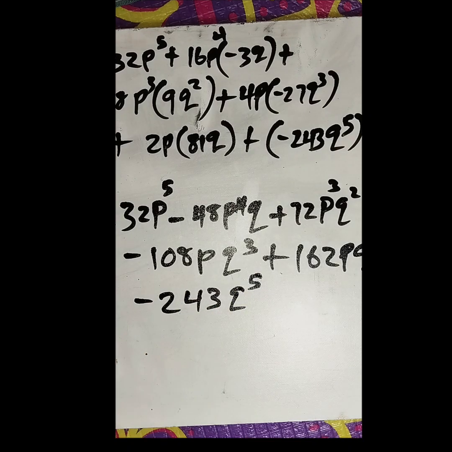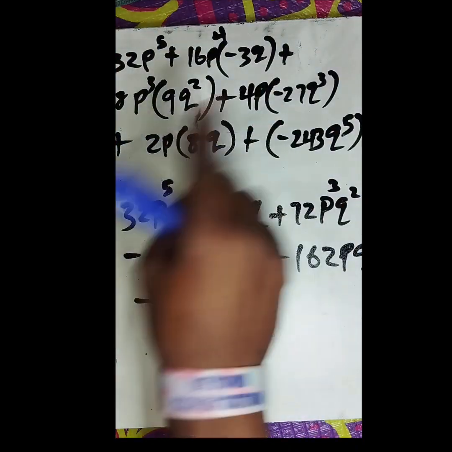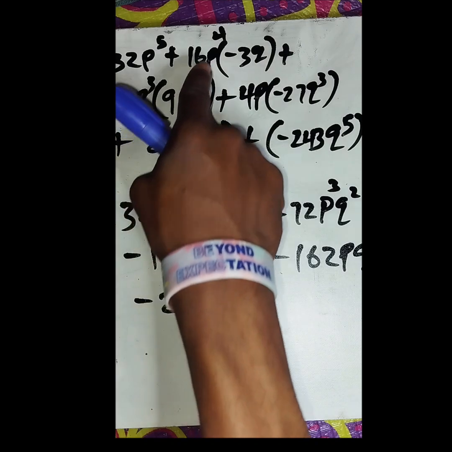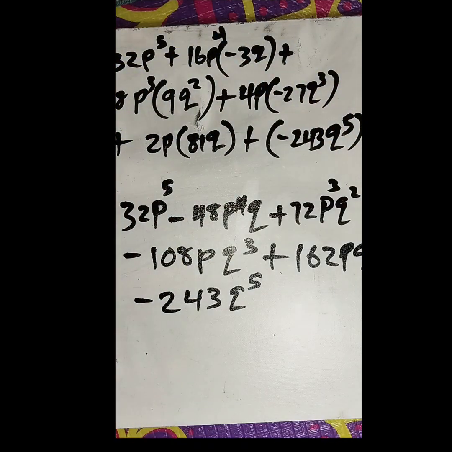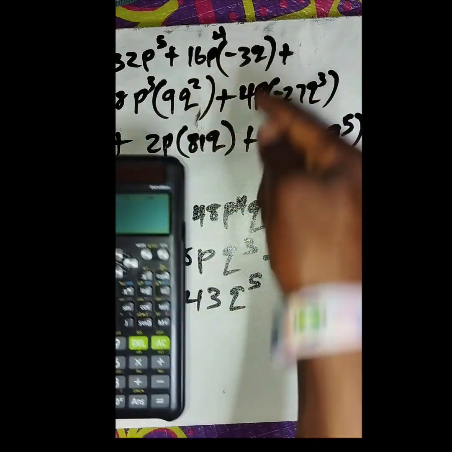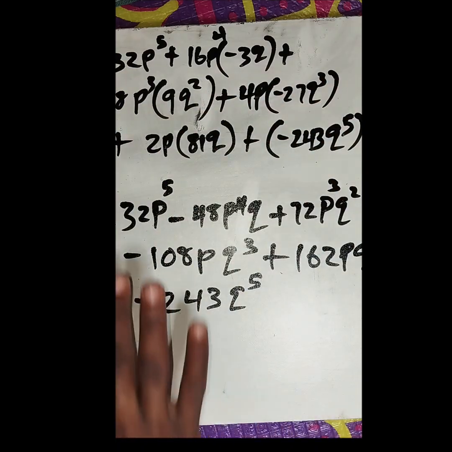No, we are not done. We only simplified the whole work, and I'm sure this is too easy, in fact, for a primary school kid to work on. 32p to the 5, 16p raised to the power 4, just multiply out. If you can use your calculator, if you have a problem with your multiplication, 16 times 3, 48 and so on. Okay, so we are not done.